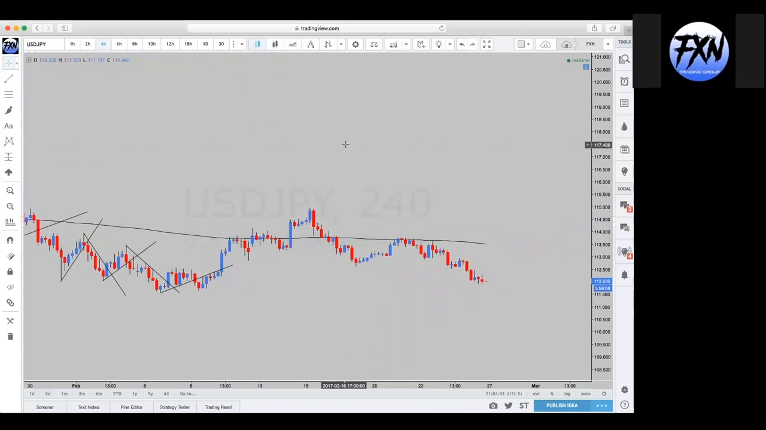Any other questions regarding trend lines, support and resistance? Any questions with pennants, flags, or anything like that?